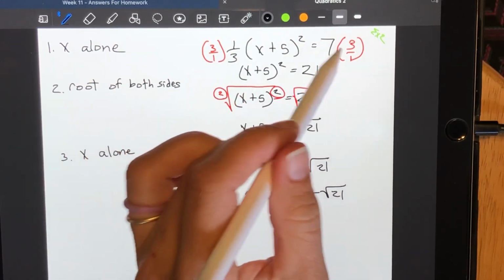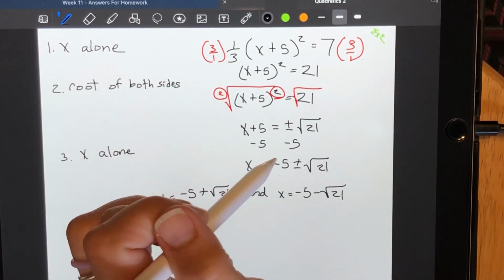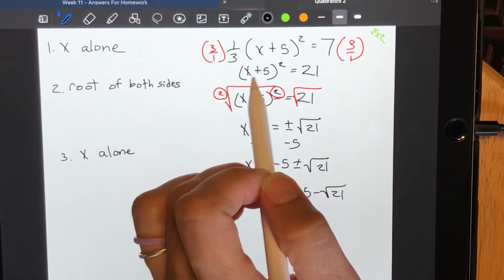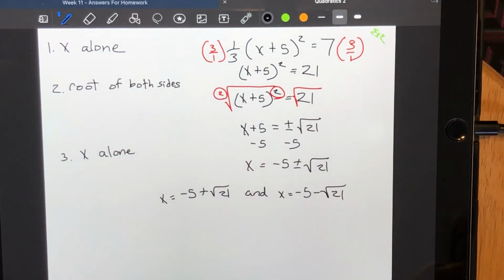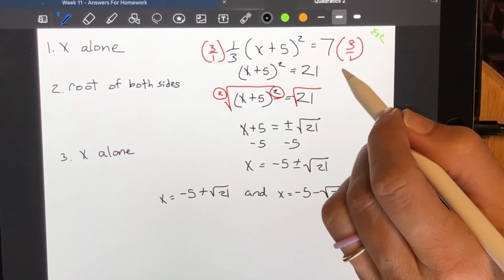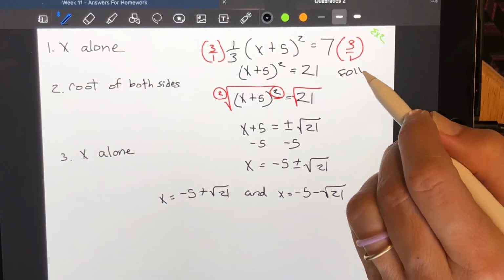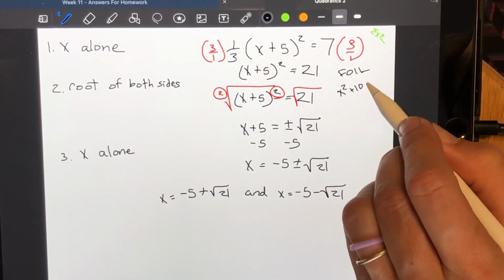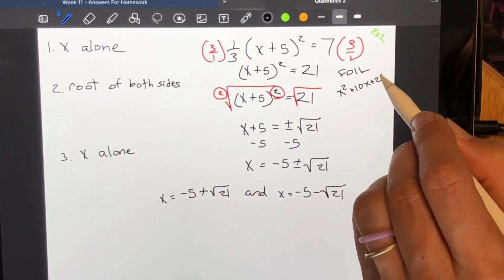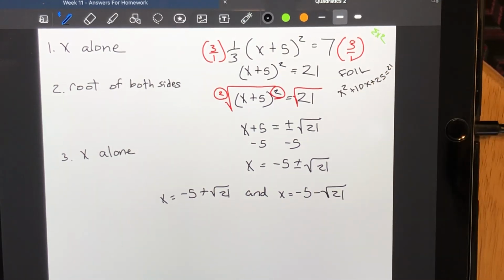What you do to one side, you do the other. I multiply the other side by 3 as well. So I'm simply left with x plus 5 squared equals 21. Now, one of the things that is quick in this case to say is, oh, I know what to do with a binomial squared. I use FOIL. So I'll just FOIL this out, and I'll get x squared plus 10x plus 25 equals 21.